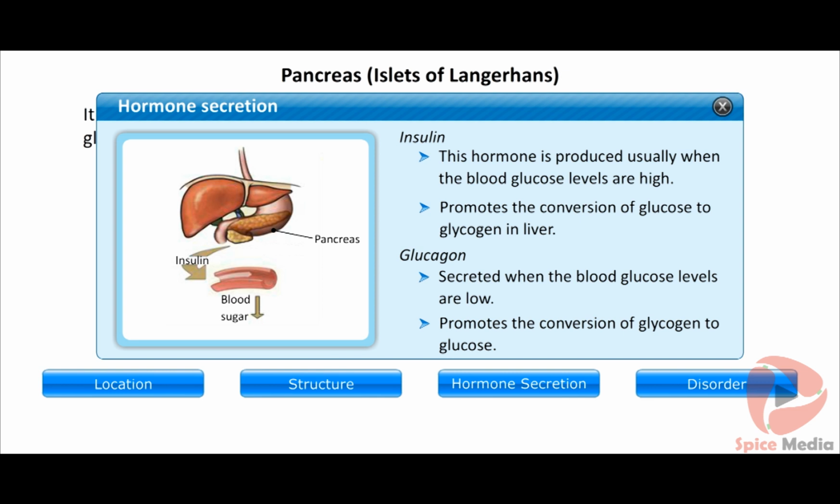Insulin is usually produced in the body when there is an increase in the blood glucose level. It promotes the conversion of glucose to glycogen in the liver and muscle and stores it in the same place for future use. Thereby, insulin helps to control the glucose level in the blood. Glucagon is secreted when the blood glucose levels are low. It promotes the conversion of glycogen to glucose, and this glucose is released to blood and supplied to the tissues.